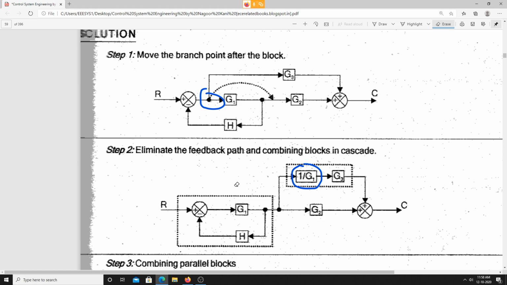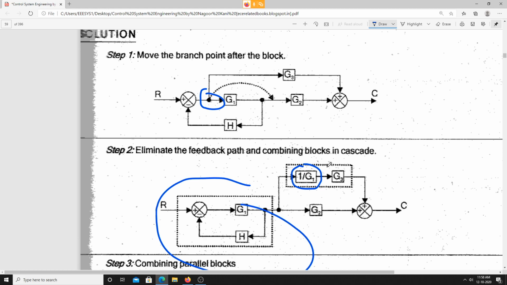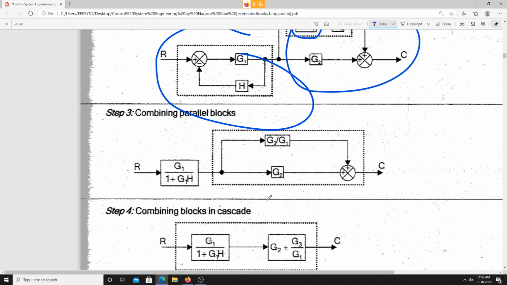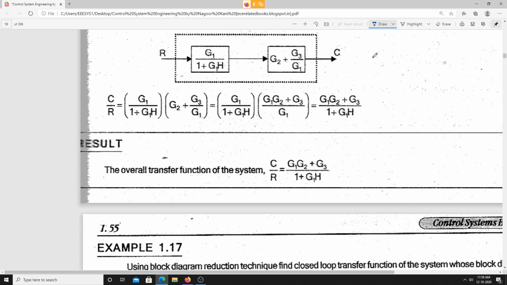Now what am I supposed to do? This feedback path I can eliminate, and these parallel blocks I can combine. So the same I am doing here. This is the transfer function I am getting by eliminating this feedback path, and now by combining this one, what I get is G2 plus G3 by G1. So this is the final overall transfer function.